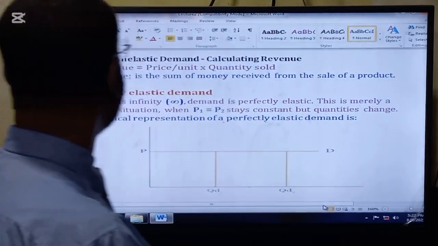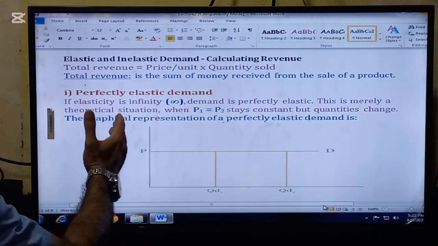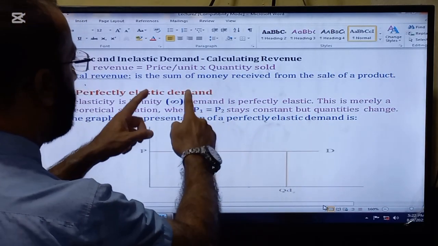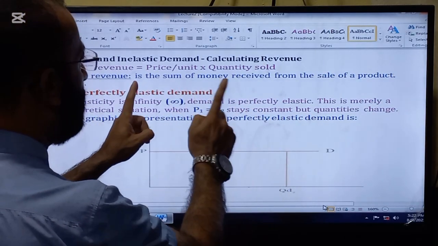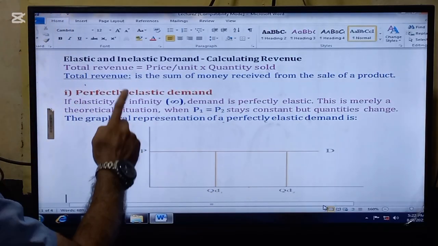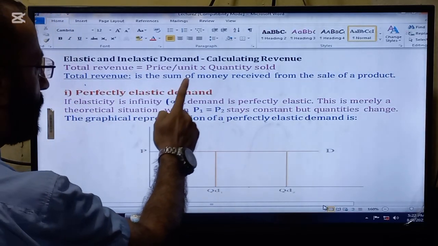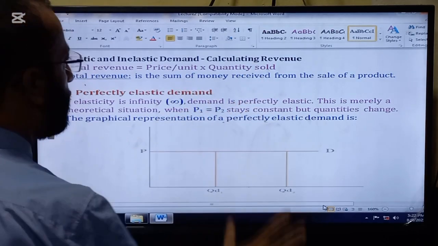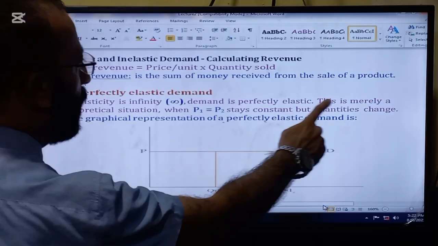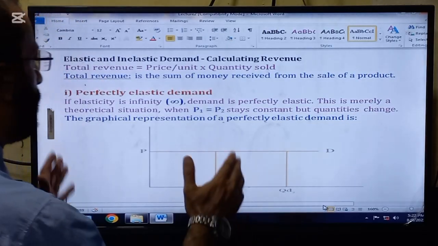So concentrate. The total revenue formula is price per unit multiplied by quantity sold. So this is the formula. Whenever we put values into the formula, we will get the total revenue. Total revenue is the sum of the money received from the sale of the product.